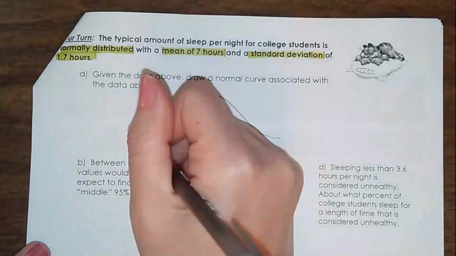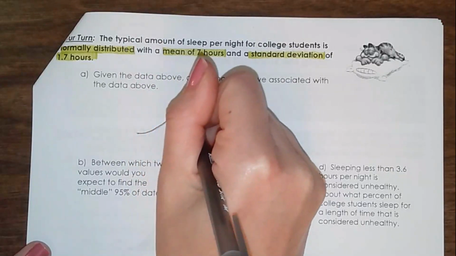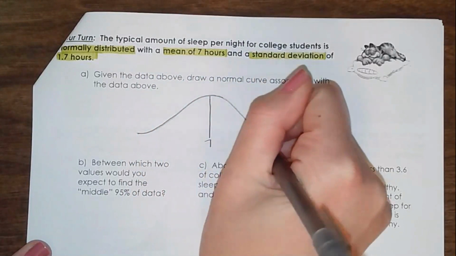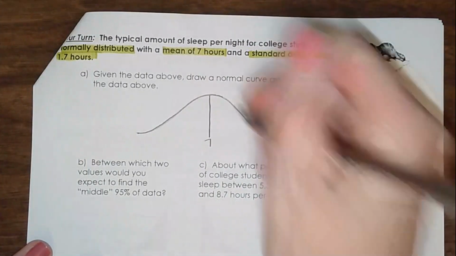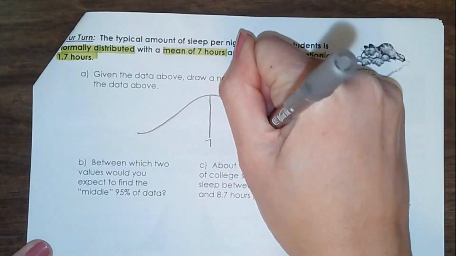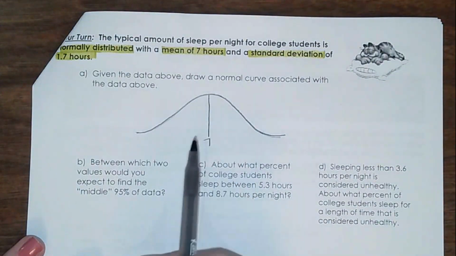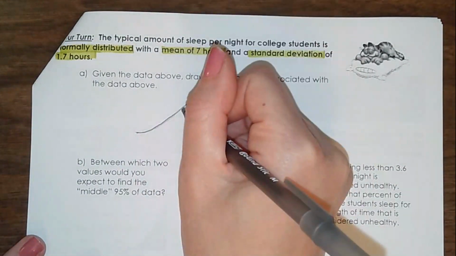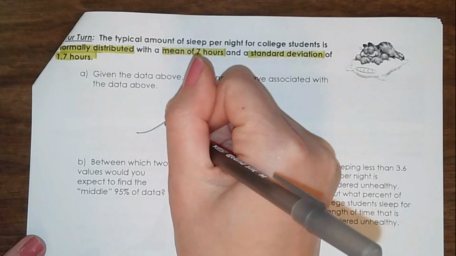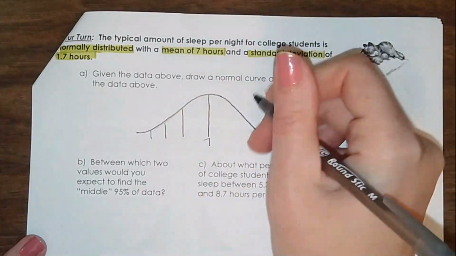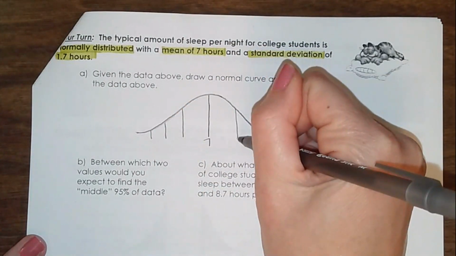Then, I'm going to go over this a little bit. We are going to write in the values for 3 standard deviations below the mean, as well as 3 standard deviations above the mean.